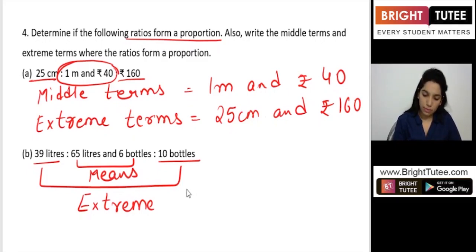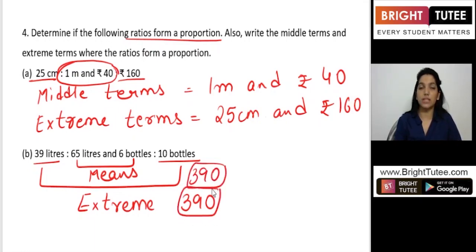So what is the multiplication of 39 and 10? It is 390. And what is the answer if we multiply 65 by 6? So 65 multiplied by 6 is 390 again. Okay, so clearly we have got the answer 390 for both of them. So the statement is true that the given ratios, they are in proportion, and you can write the extreme and the middle terms, I hope.